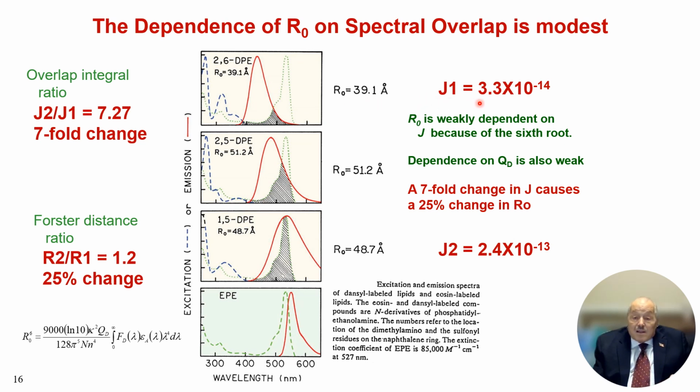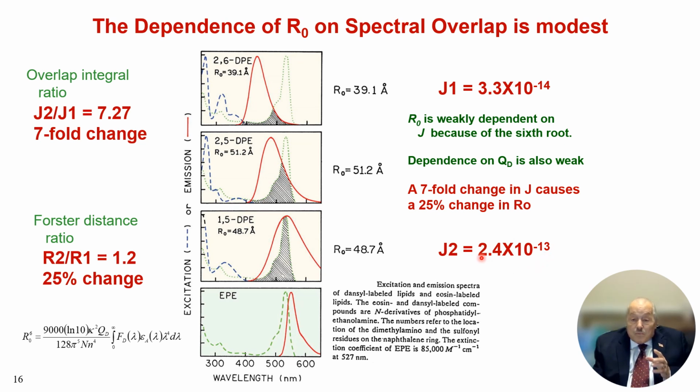So let's look at the transfer integral for the top case where there's only modest overlap, and it's something on the order of 3 times 10 to the minus 14 in some units or other. And if we go to the bottom case, we see it's more than tenfold lower, so down to 10 to the minus 13.